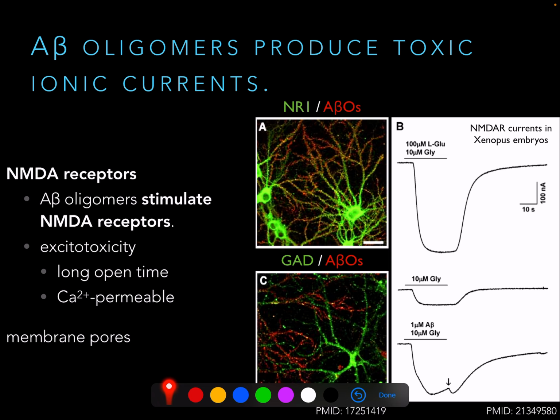What A beta does is bind to NMDA receptors and stimulate them. Hopefully you recall that NMDA receptors are a type of glutamate receptor, and these are the ones that stay open a long time. First, let's take a look at the pretty pictures. Red is showing us A beta oligomers, and green is showing us NMDA receptors in panel A. In panel C down here, green is showing us GABA receptors. Notice, red lines up with green on the top, not on the bottom. So we think that the red oligomers are sticking to the green NMDA receptors up here, but they don't seem to be sticking to the GABA receptors.